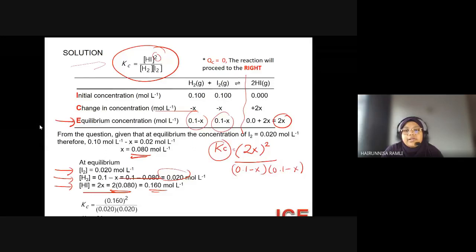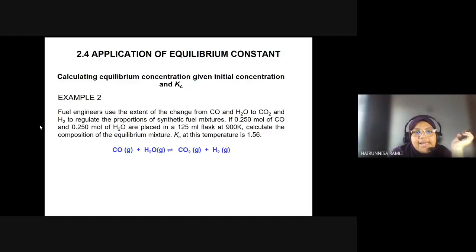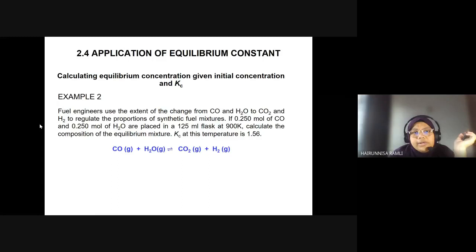Yang tu kita decided explain last week. So now kita move forward to another example. Tadi soalan tanya KC. How about this one? Soalan tanya suruh you calculate equilibrium concentration, but given initial concentration and KC.